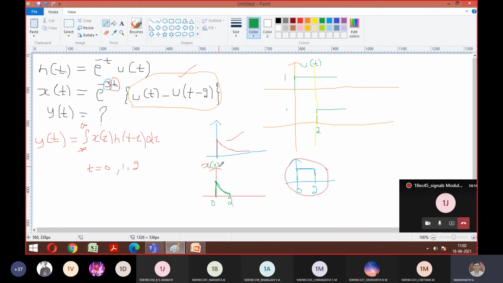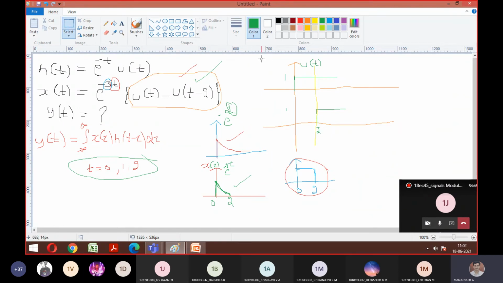So any doubts, anyone? So this is your e power at or e power minus at. So what I wrote is e power minus 3t. I'm not worrying about the values of a here. I'm worrying about the values of t. Since the interval of t is multiplying this function, it is ending at 2. So I need to consider this 3 category. Is it okay? Yes, sir. Good. So now we got how to sketch x of tau.